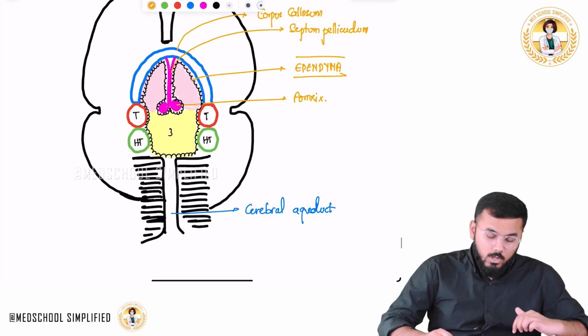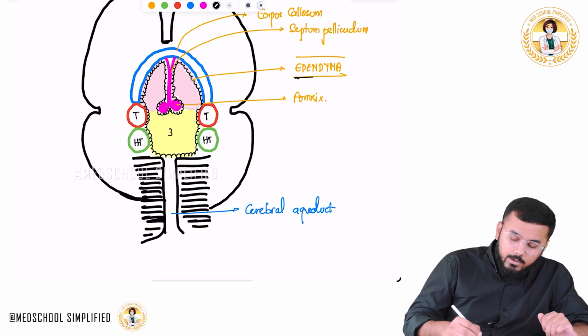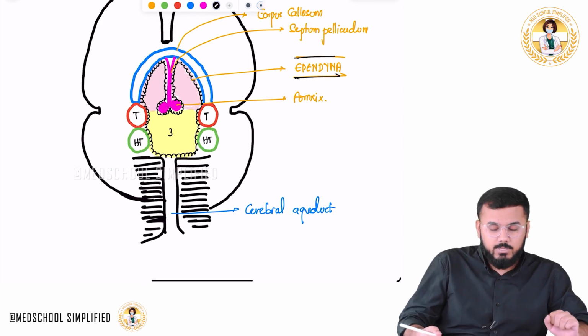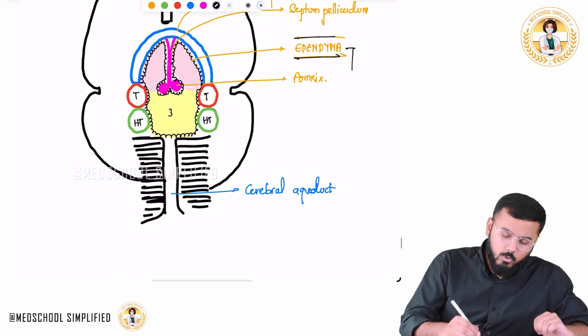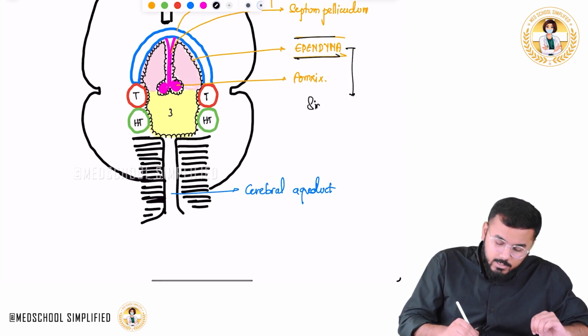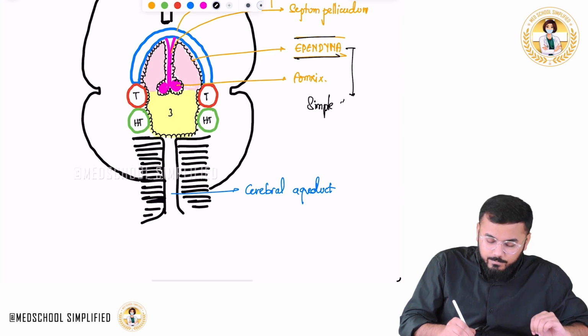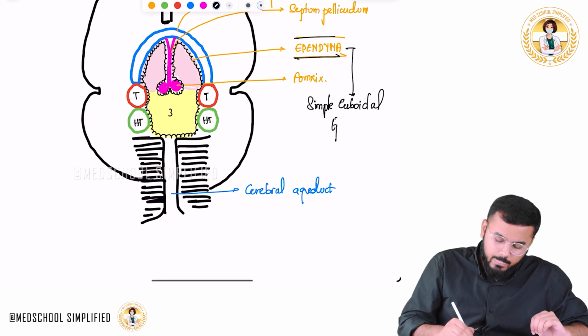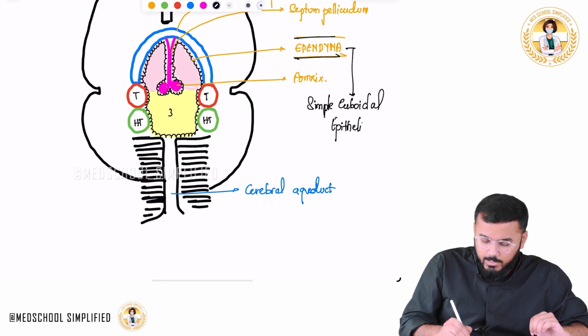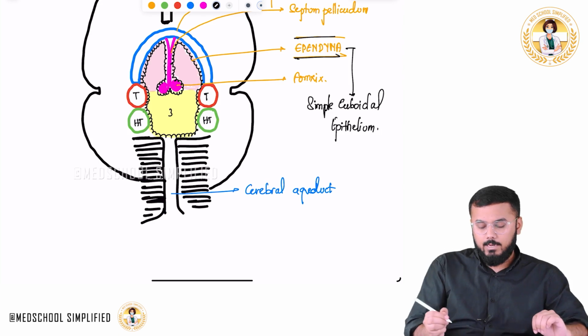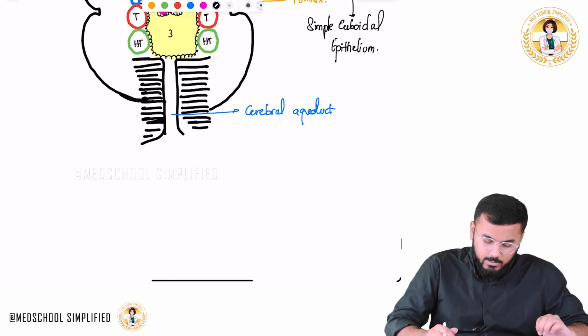Now what we shall do is that, first of all, let us write down what is the epithelium that is present within the ependyma. That is simple cuboidal epithelium. So this epithelium over here is your simple cuboidal epithelium, right?